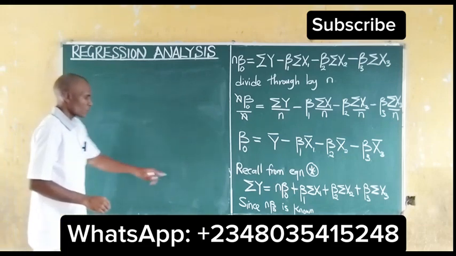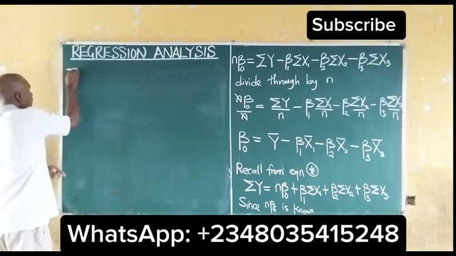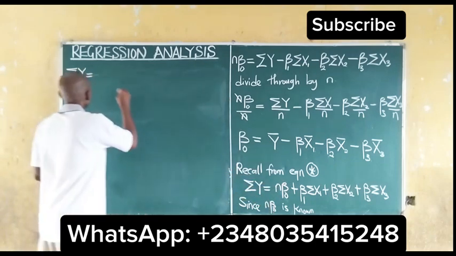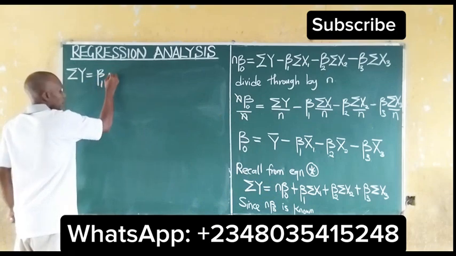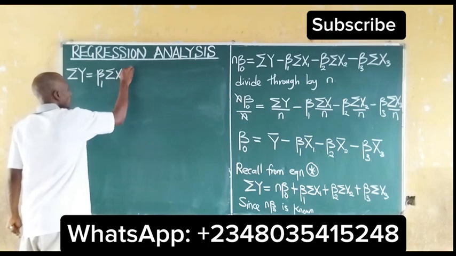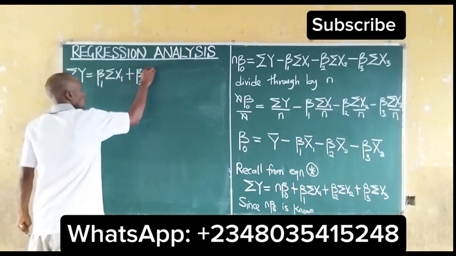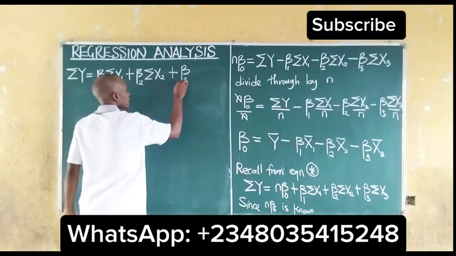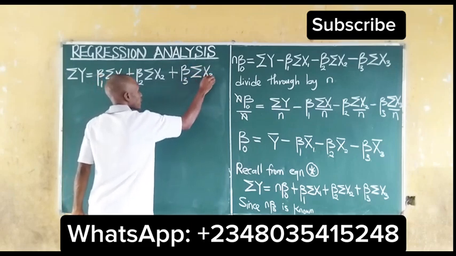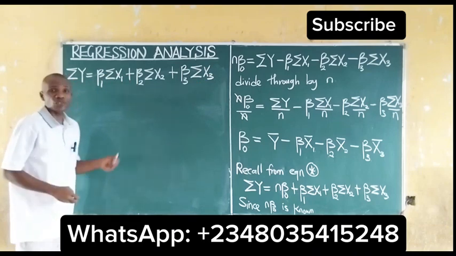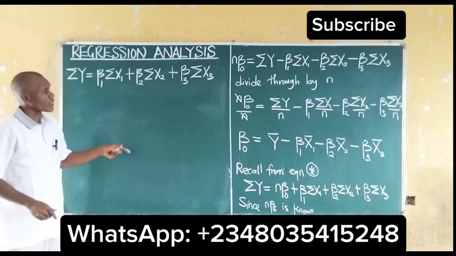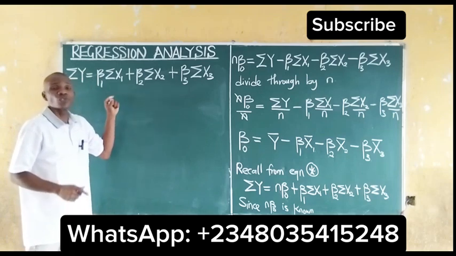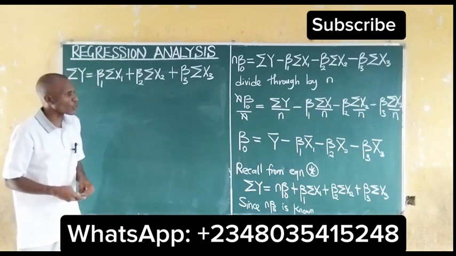Okay, now we are writing this here. So we have summation of y to be equal to, since the whole of this is known, we can now write it as b1 summation of x1 plus b2 summation of x2 plus b3 summation of x3. So what we have to do in order to compute a regression equation that has three independent variables is convert the whole of this to a matrix form. And how do we go about that?